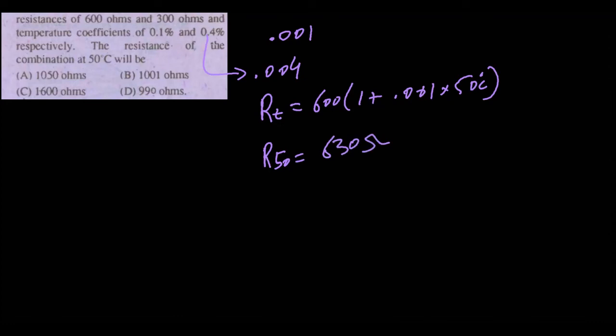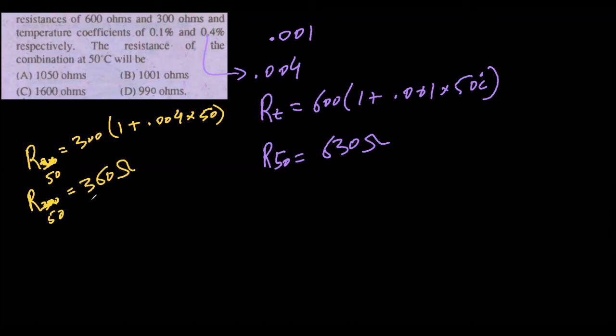Now we need to find the resistance at temperature for the 300 ohm. So resistance for 300 ohm will be equal to 300 into 1 plus alpha del T, and alpha for this 300 ohm is 0.004. Del T will be T2 minus T1. T1 is 0 degree, T2 will be 50 degree. So your resistance at 50 degree will be equal to 300 into 1 plus 0.004 times 50, and that is equal to 360 ohm.